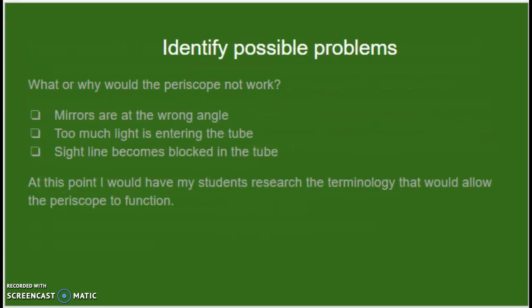Some of the possible problems: angles of the mirrors, light entering the tube, distorting the image, the sight line becoming blocked as you put the tube together, so you need to be really careful when you're doing that. If I was giving this to my students, I would have them identify terminology that states these things, the technical term for refraction or reflection, things like that, so that they had an understanding of how it works.